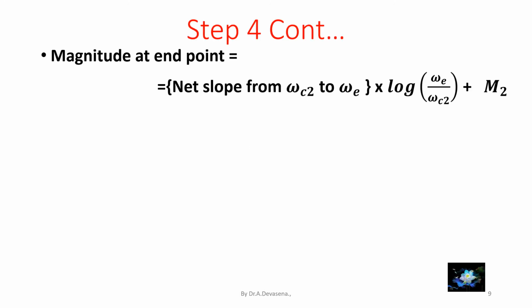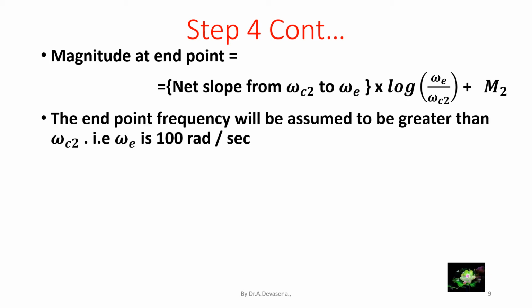Magnitude at end point is equal to net slope from omega c2 to omega e into log of omega e divided by omega c2 plus m2. The endpoint frequency will be assumed to be greater than omega c2. Since the value of omega c2 is 50 radians per second, we have considered the value of omega e as greater than 50 radians per second. That is, omega e is considered to be 100 radians per second for this problem.